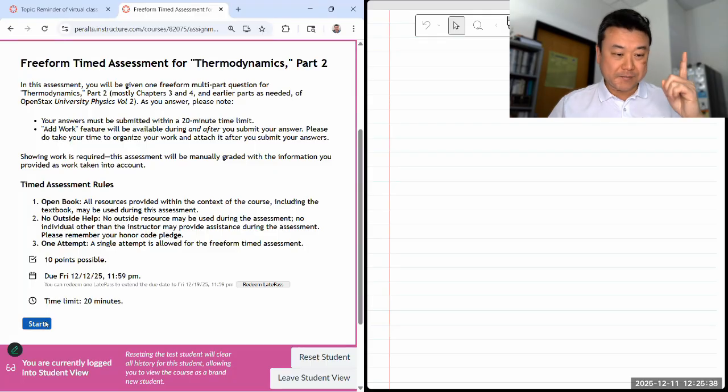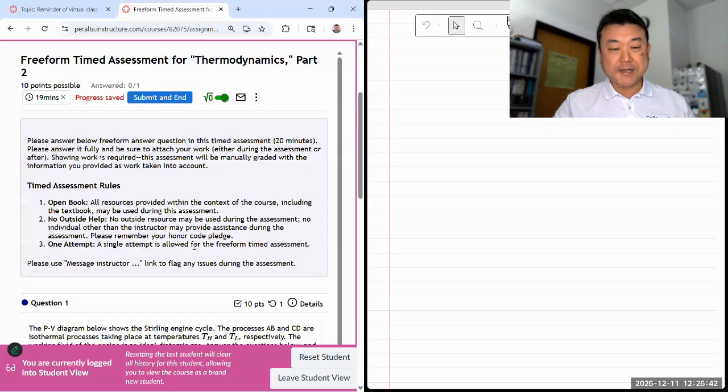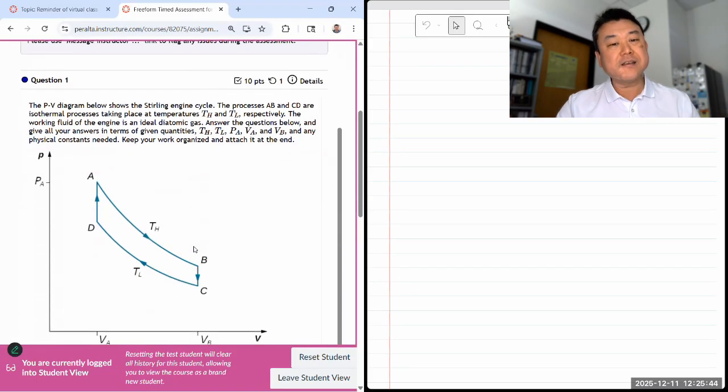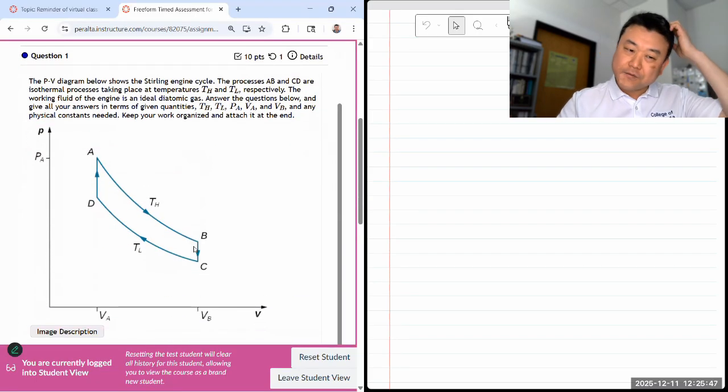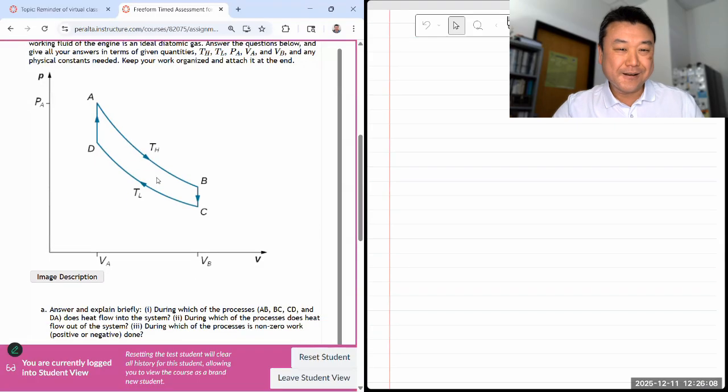So let me start. And I do like part 2 better because it's a more substantial, like a physics heat engine portion of the freeform timed assessment. So this PV diagram shows the Stirling engine cycle, very similar to Carnot cycle. The difference is what's adiabatic in Carnot is isochoric. A, B and C, D are isothermal processes like the Carnot engine, working fluid. Answer the questions below, and any physical constants needed, organize and attach.